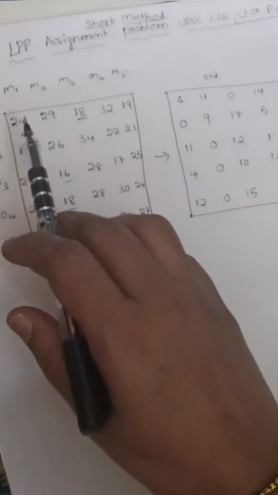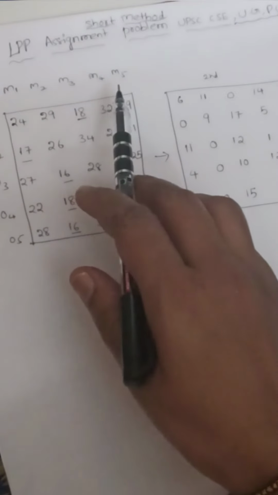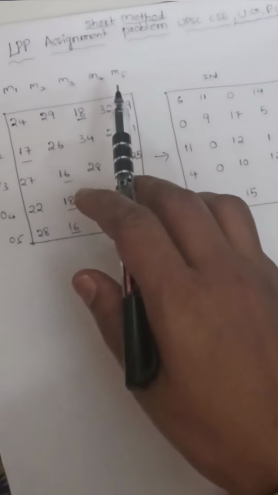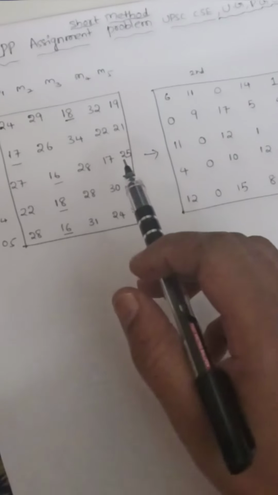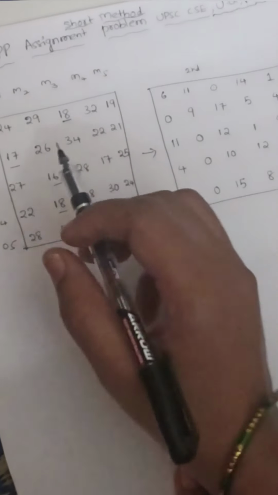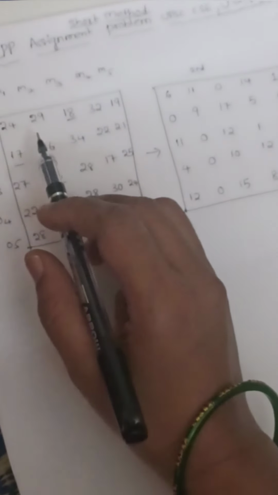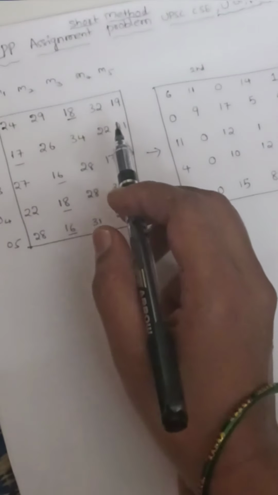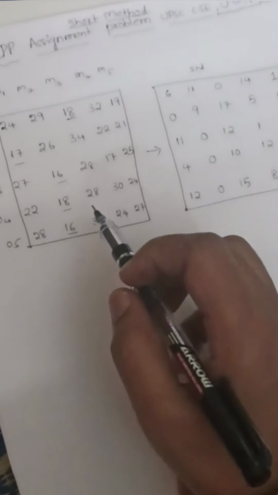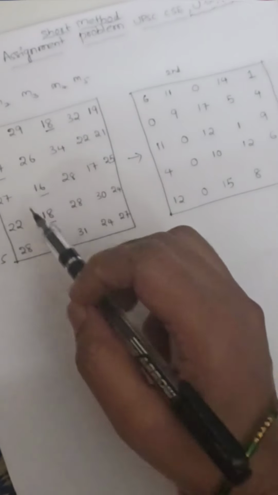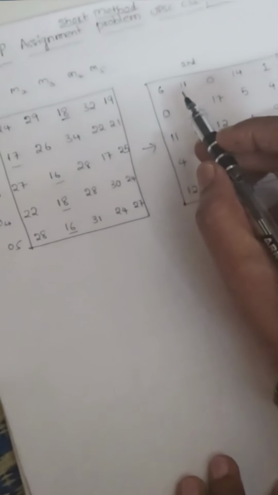Okay, here the question is: M1, M2, M3, M4, M5 are known as machines. 5 machines were given and O1, O2, O3, O4, O5 are known as operators. 5 operators were given. This is a squared matrix, a 5 by 5 matrix. Here the values 24, 29, 18, 32, 19 and so on until 24, 27 are given. This is the question. Now find the second table for this question.